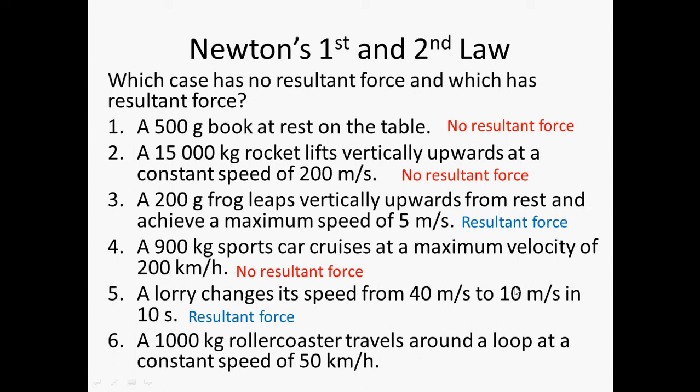Lastly, a roller coaster travels around a loop at a constant speed of 50 km per hour. In this case, there is resultant force. Why? Because there is a change in direction even though the speed is the same. So when there's a change in direction, there will be a change in velocity. So there will still be acceleration and hence resultant force.